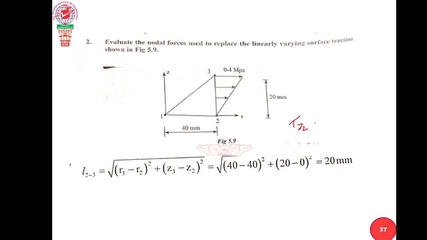TZ2 equal to TZ3 equal to how much? 0. This much is the data. Clear? Yes, sir.